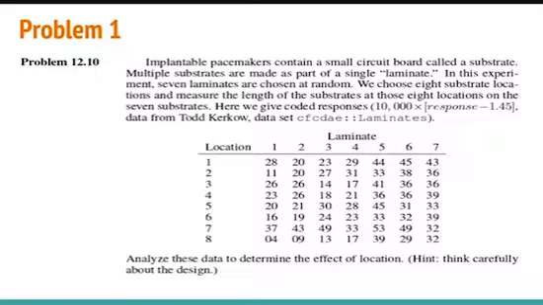So this is a randomized complete block design. We are focusing on one factor, location, with a blocking effect. Any question? You're all good, right, with number one?